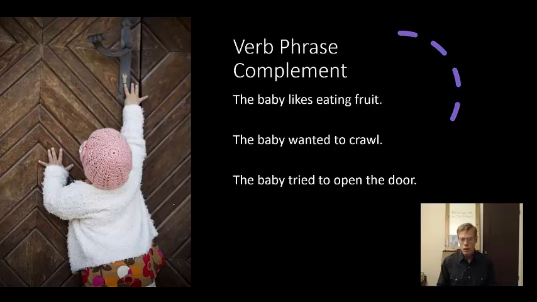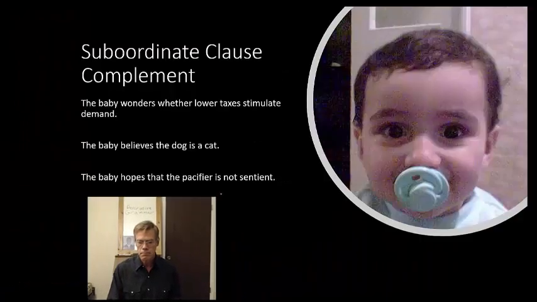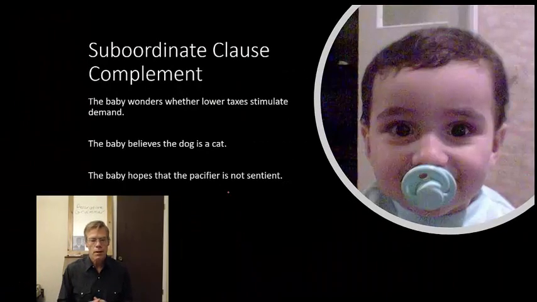Could take a verb phrase complement. The baby likes eating fruit. The baby wanted to crawl. The baby tried to open the door. And it could take a subordinate clause complement. The baby wonders whether lower taxes stimulate demand. The baby believes the dog is a cat. The baby hopes that the pacifier is not sentient.